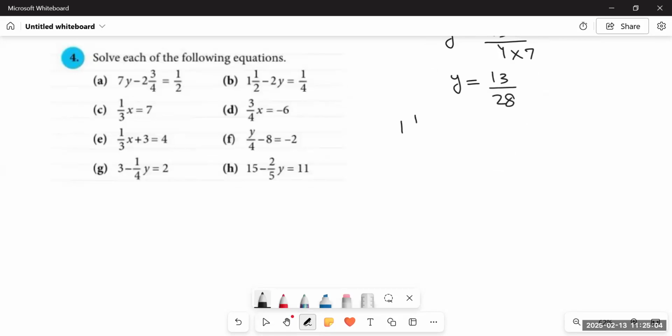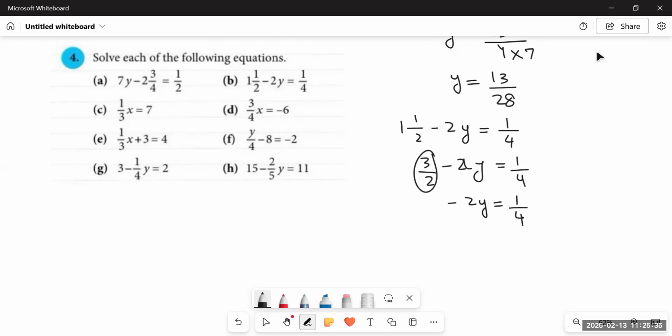Then we have 1 whole 1 upon 2 minus 2y is equal to 1 upon 4. You see, the same steps would be followed. Earlier we had whole numbers, now we have fractions, but the steps are the same. The method is the same. Okay, so first we will convert the mixed number into an improper fraction. So it will be 3 upon 2 minus 2y is equal to 1 upon 4. Now minus 2y is equal to 1 upon 4 would remain as it is. What we have to do, we just have to shift 3 upon 2 to the other side. So from plus 3 upon 2, it would be minus 3 upon 2.